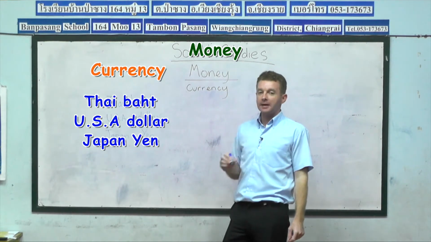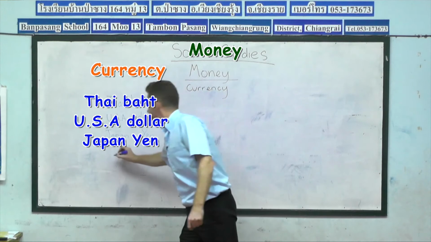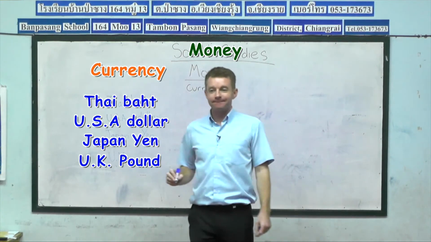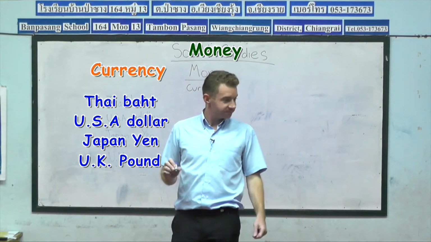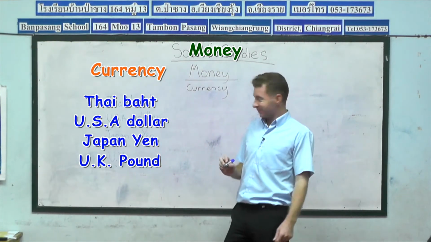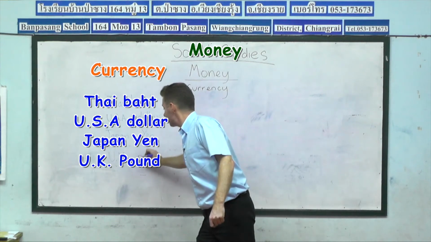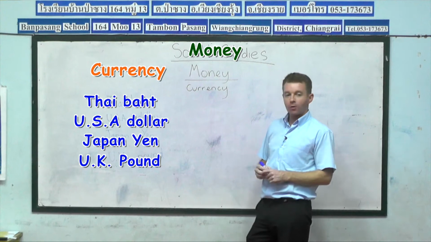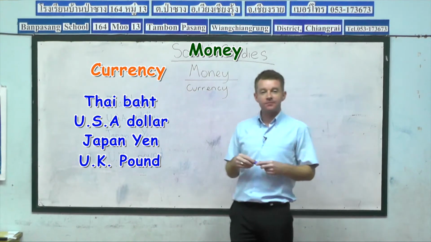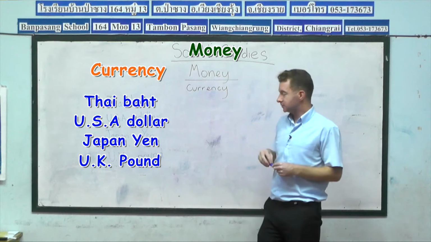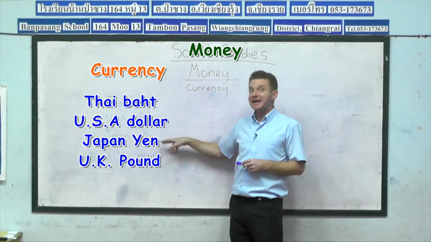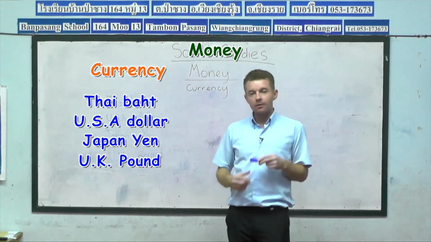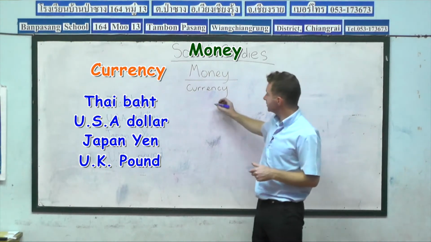And now, okay, now think about where I'm from. If I'm at home in England, what currency do I need to use in the UK? Beginning with P. Pound. Nearly. Not pond, pound. P-O-U-N-D. So far we've got 4 currencies. Thai baht, USA dollar, Japan yen, UK pound.